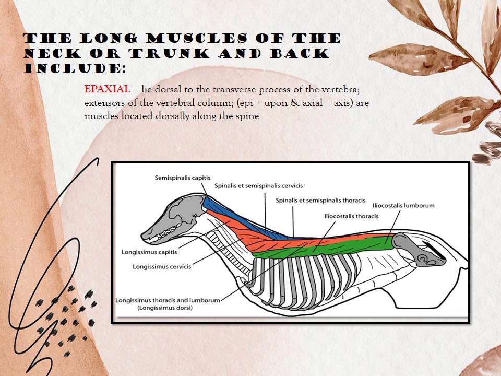The long muscles of the neck or trunk and back include the epaxial. Epaxial muscles lie dorsal to the transverse process of the vertebra. The role of epaxial muscles in dogs is to provide spine extension and lateral bending. It is also to maintain spine posture, to oppose gravity and forces placed on the spine by the hind legs, and also to provide local and dynamic spine stabilization.